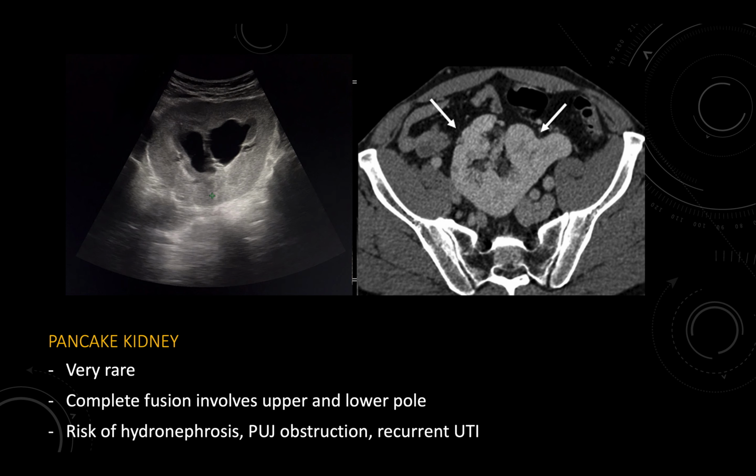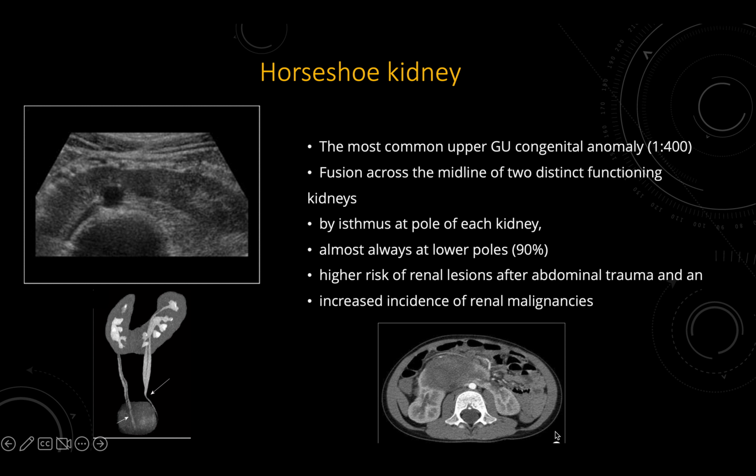Pancake kidney is very, very rare, but whenever the kidney poles, upper and lower pole, completely fuse, it creates a pancake kidney. And this particular anomaly can give rise to a higher risk of hydronephrosis or PUJ obstruction and recurrent UTI, as we understand that the ureter is very much immature or incompetent, and thus it can cause all this. Now, a horseshoe kidney, on the other hand, is the most common upper GI congenital anomaly.